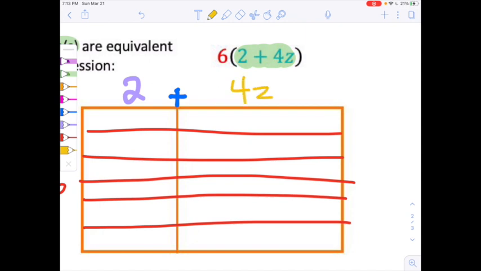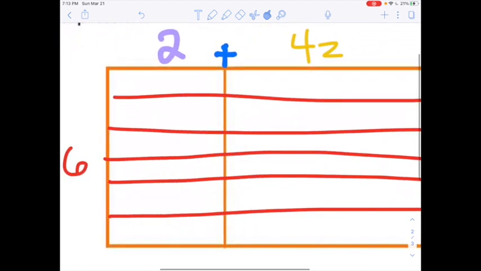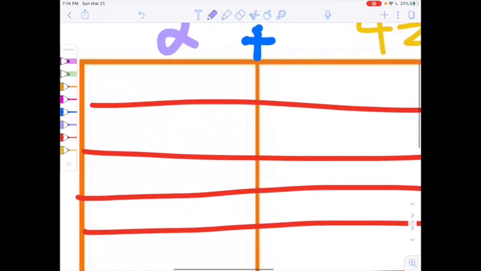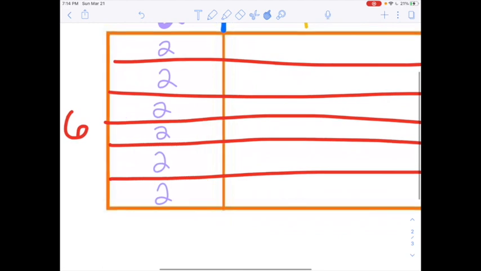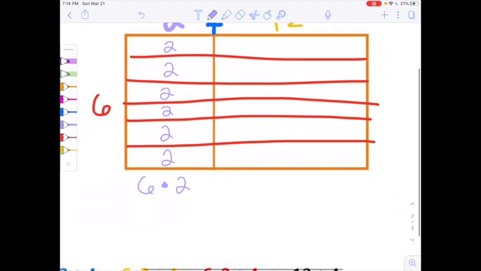So in front there's a 2 and behind there is 4 z's. All right, so that means inside each of these parts below the 2, I need to actually write a 2. I have to get a little bit smaller then. So here we go. 2, 2, 2, 2, 2, 2. So I could write out 2 plus 2 plus 2 plus 2 plus 2, or the shortcut is to say 6 times 2, and that is the same as the number 12.